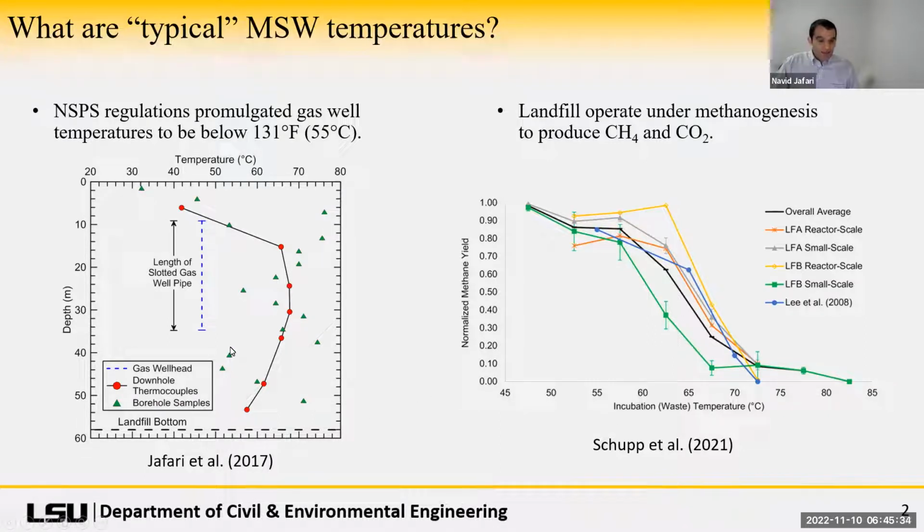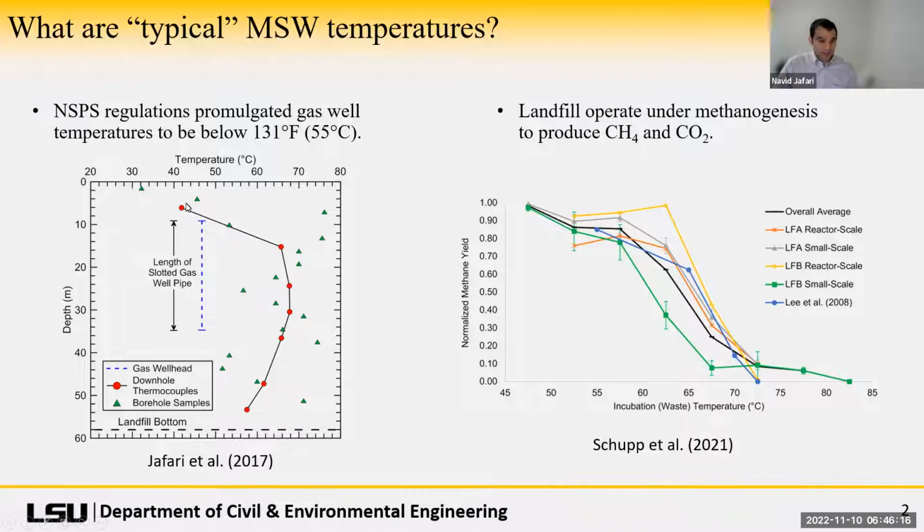So an example of typical temperatures in a landfill is here in this figure. We have depth on the y-axis, we have temperatures on the x-axis. What's interesting here is the gas wellhead temperature, which is this blue line, and it's a long line representing where the screened wells, the slotted gas well pipes, are located, and that's on average about 45 to 46 degrees Celsius. So that represents an average temperature based on the radius of the gas well. There is a downhole thermocouple array also located next to that gas well, and that's the red circles here.